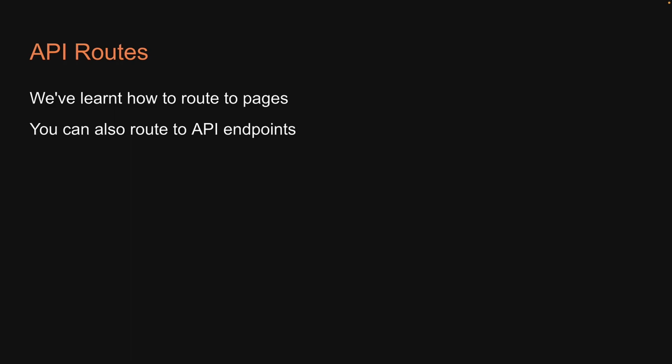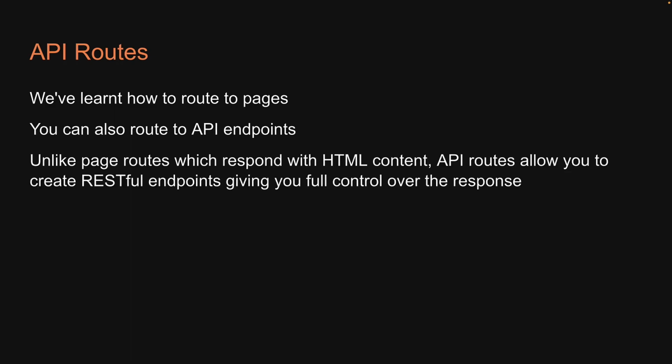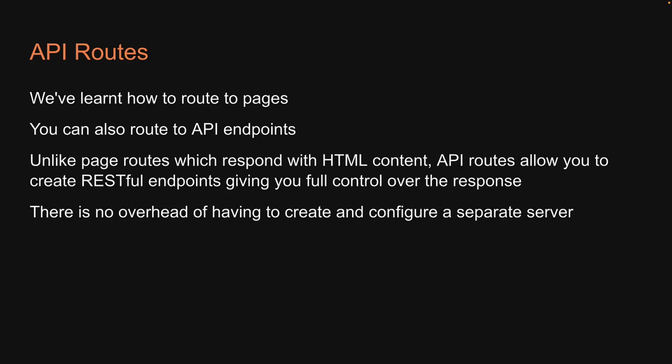Unlike page routes, which respond with HTML content, API routes allow you to create RESTful endpoints, giving you full control over the response. You can perform CRUD operations with a database similar to a Node plus Express app, except there is no overhead of having to create and configure a separate server. SvelteKit gives you everything you need out of the box.